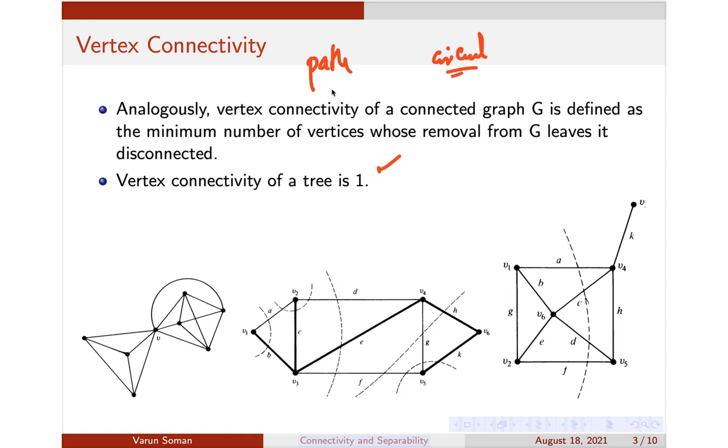If you look at these graphs here, can you tell the vertex connectivity of this graph? It is actually 1, because if I delete this vertex, this will become disconnected. Similarly, can you think of the vertex connectivity of this graph here? It is not 1, because if I delete one vertex, it will not be disconnected. You can try any vertex, but if I delete two vertices, it will be disconnected. You can check which are those two vertices. The vertex connectivity of this graph is actually 2.